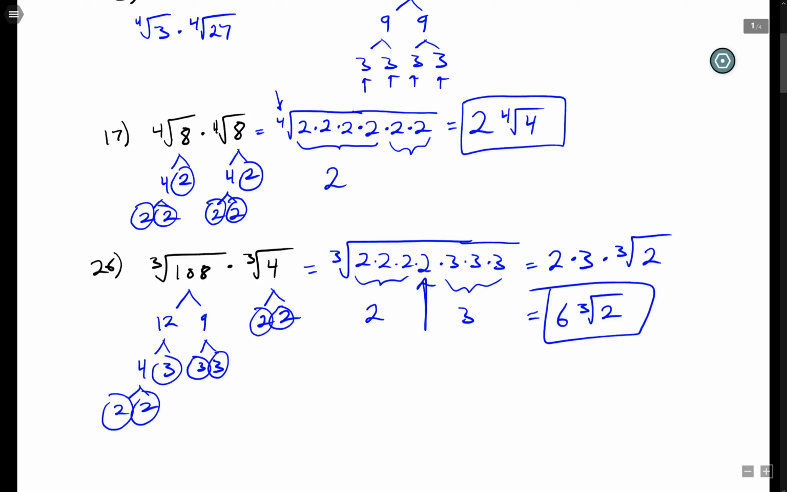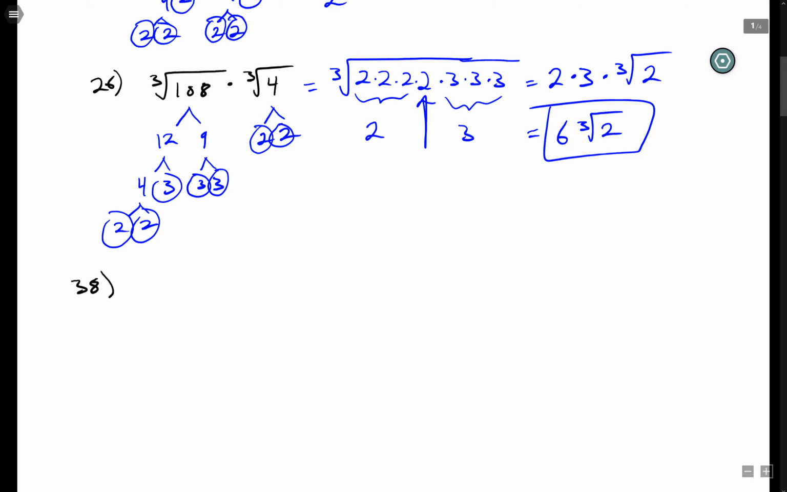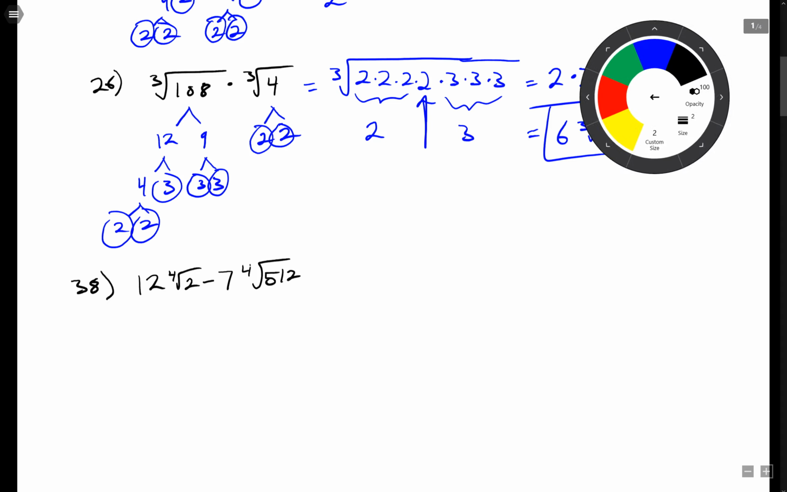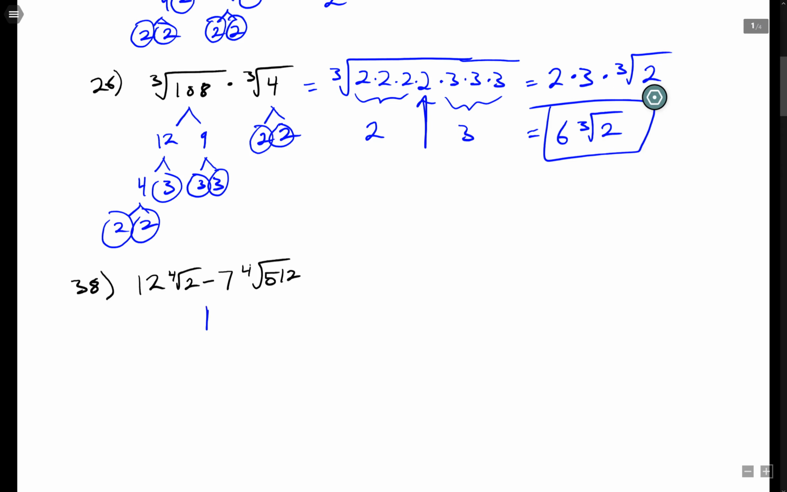We need to do number 38 next. Number 38 is undoubtedly a fun one. 12 times the fourth root of 2 minus 7 times the fourth root of 512. Now, remember, if I have a subtraction sign, I can only subtract if I have like terms. Right now, since this is the fourth root of 2, but this is the fourth root of 512, I do not have like terms, so I cannot subtract them.